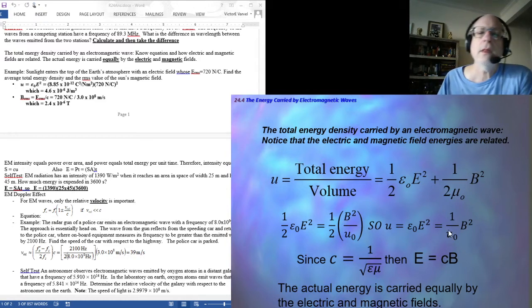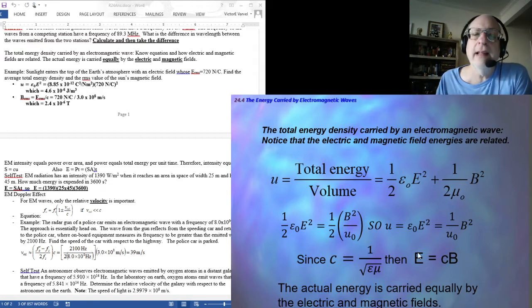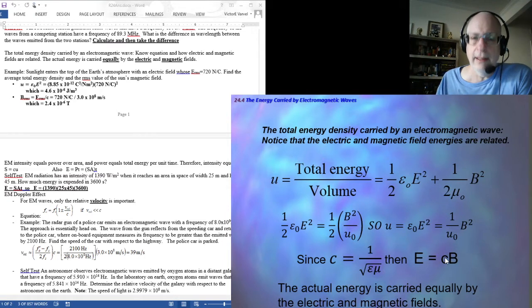Okay? And these epsilon naughts and mu naughts are constants that we've talked about before, and they're actually part of one of Maxwell's equations, that the speed of light is equal to 1 over the square root of epsilon naught mu naught. If I use this relationship in addition to this relationship, I get one additional relationship, which tells us that the electric field strength is equal to the magnetic field strength times the speed of light.